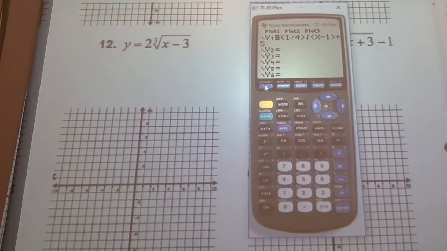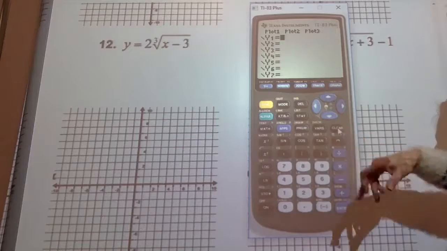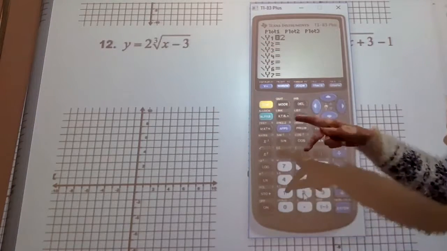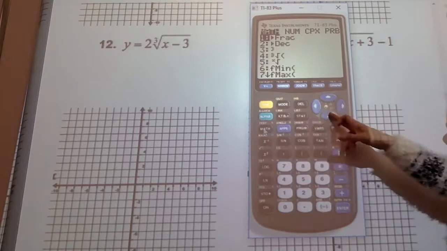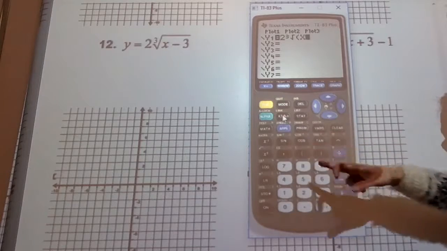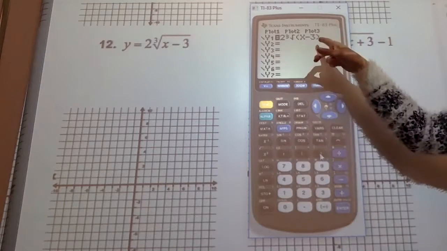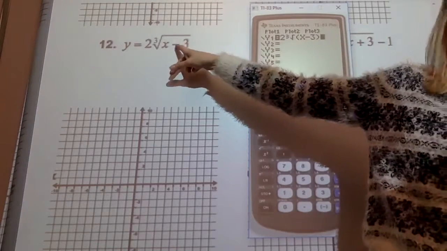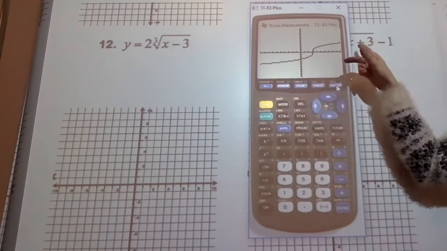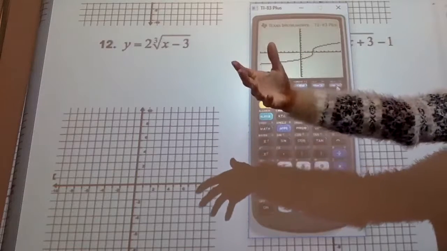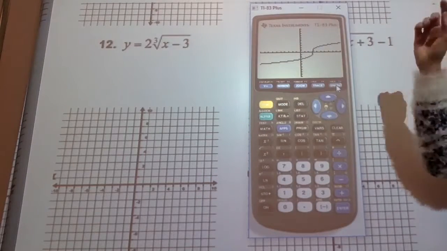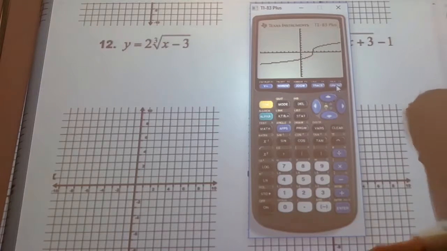Let's look at a cube root one, number 12. Remember your cube root buttons under math? So I'd go 2 first, then math. Cube root is right here, the number 4. And then you're going to have x, subtract 3, then close your parentheses, because that subtracting 3 is underneath the cube root. And graph, and your domain on a cube root is twice as big as the square root. It goes left and right forever. So you're going to have more points to graph on this one.